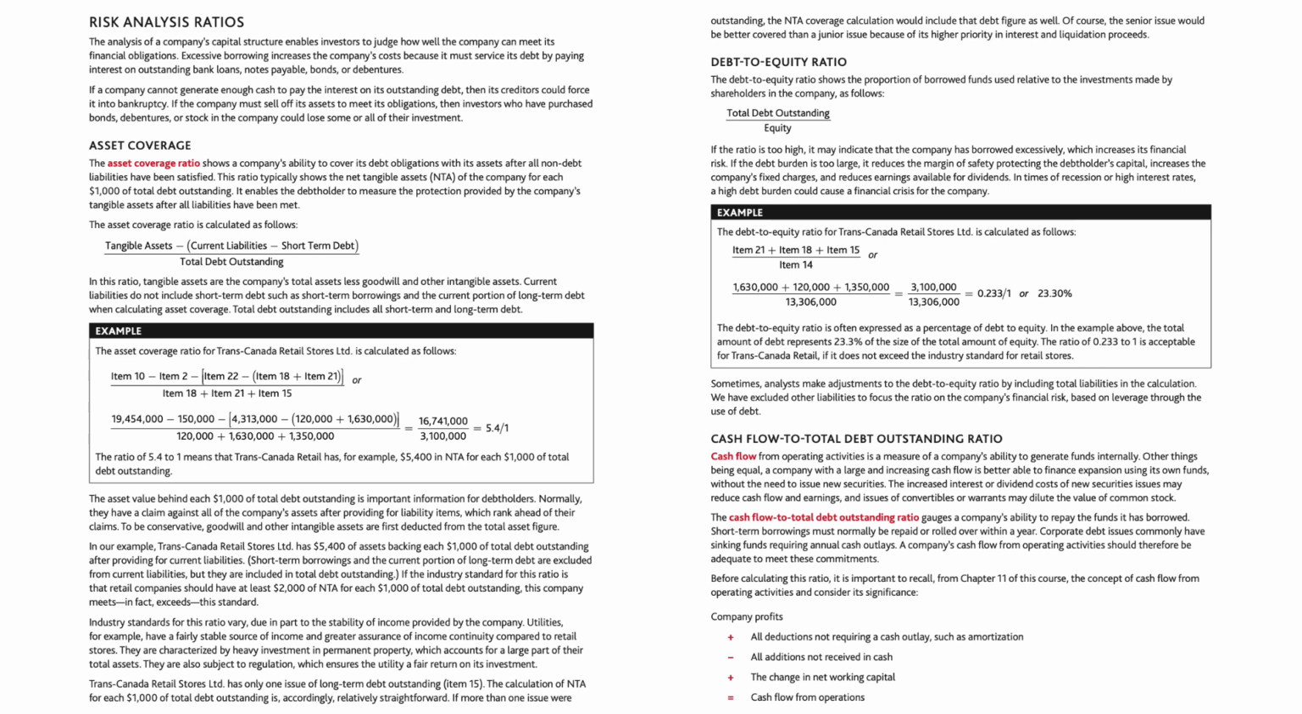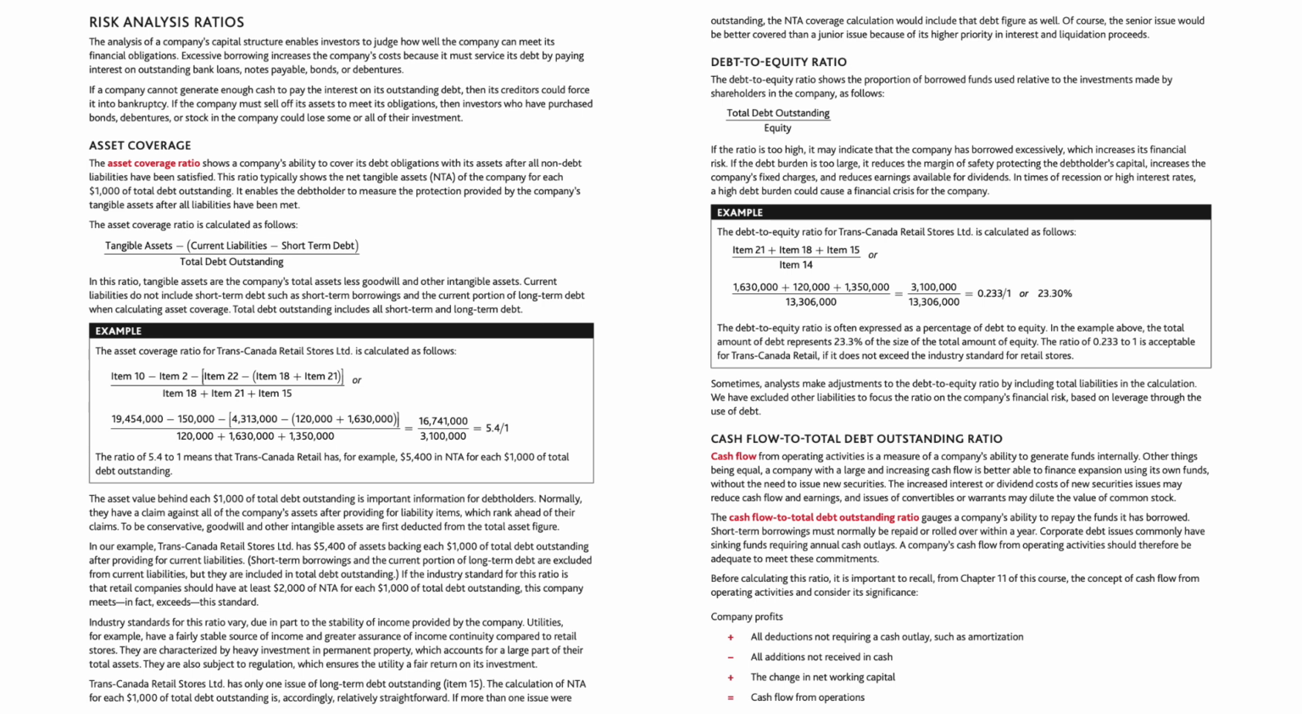Tangible assets, less the sum of current liabilities minus short-term debt, divided by total debt outstanding. In this ratio, tangible assets are the company's total assets less goodwill and other intangible assets. Current liabilities do not include short-term debt such as short-term borrowings and the current portion of long-term debt when calculating asset coverage. Total debt outstanding includes all short-term and long-term debt.